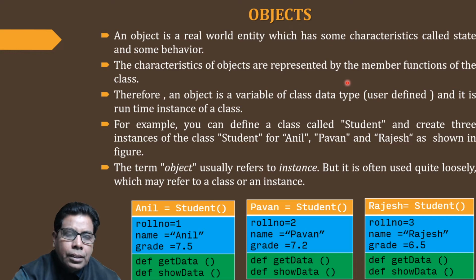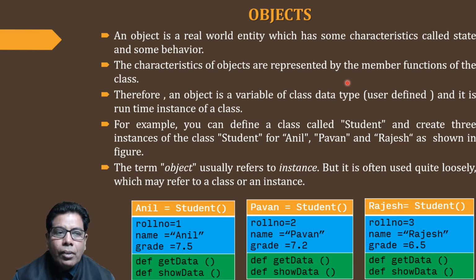Now here the characteristics of objects are represented by member functions of the class, as we have just now seen, and the object is a variable of class data type, that is user defined, and it is a runtime instance of the class. That means when we run the program, at that time the representation of the class is done by the object. Say if we define a class student and then we create say 3 instances of the class student, Anil, Pawan and Rajesh.